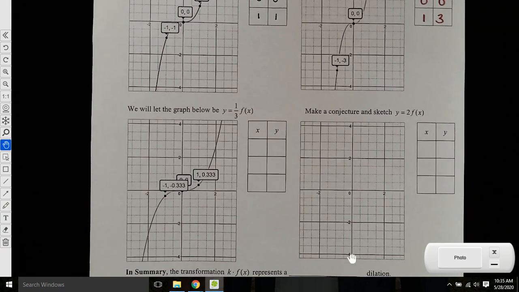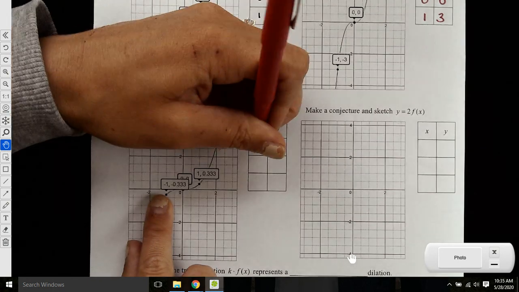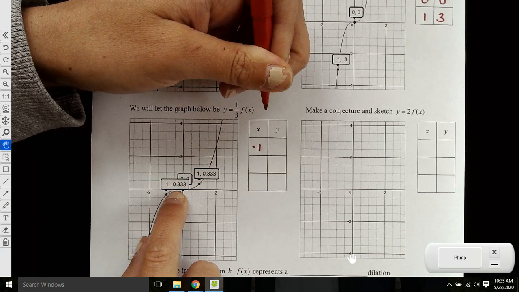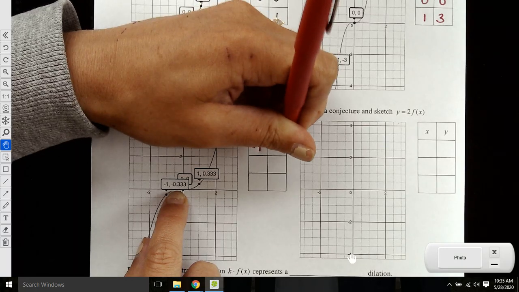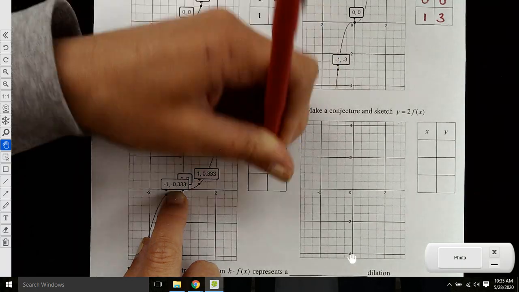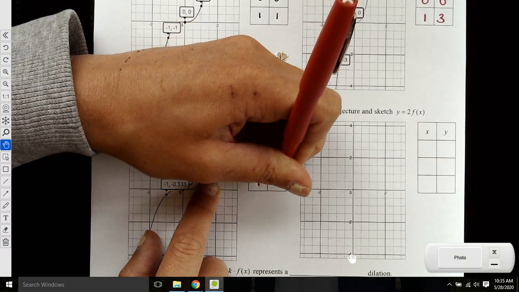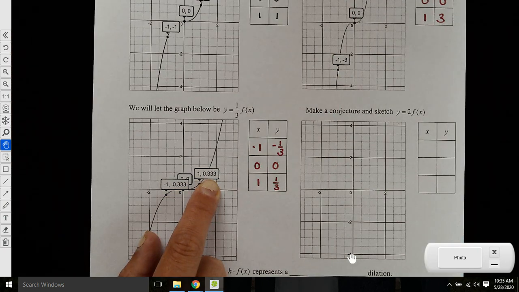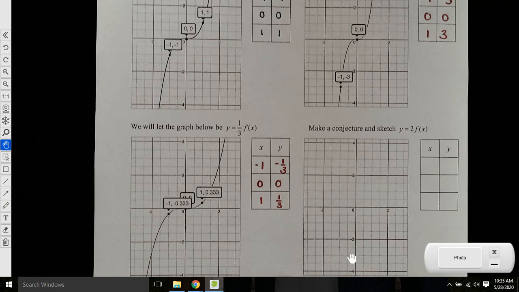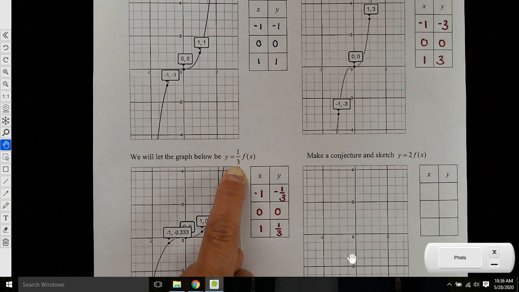So in this next one, I have the function 1/3 f of x. Now what I see is -1, comma, -0.0333, which I'm going to write as a fraction. That's actually equal to -1/3. And then I have 0, 0. And then I have 1, comma, 0.333, which is 1/3. Now again, let's notice the x values stayed the same and the y values were multiplied by this coefficient.